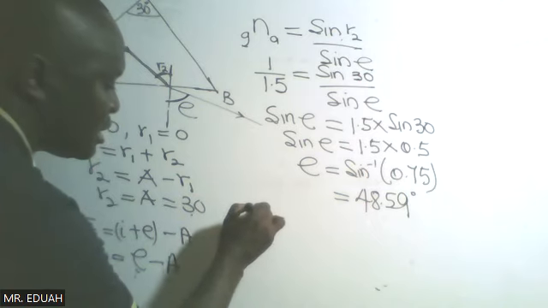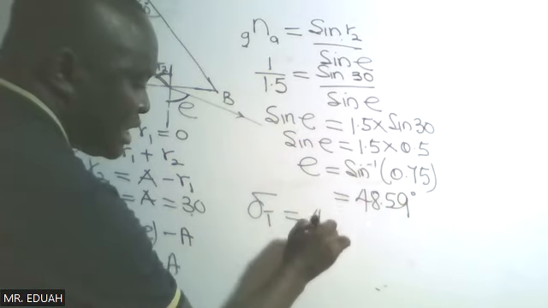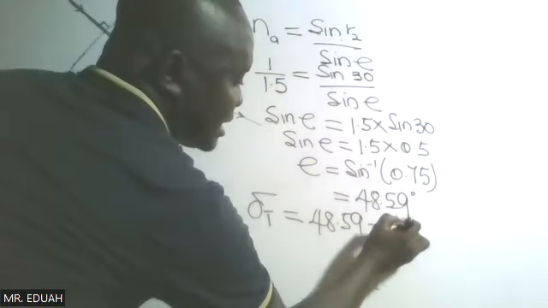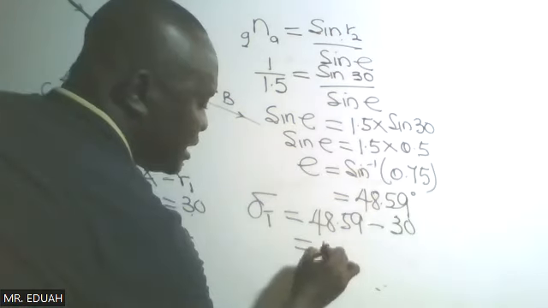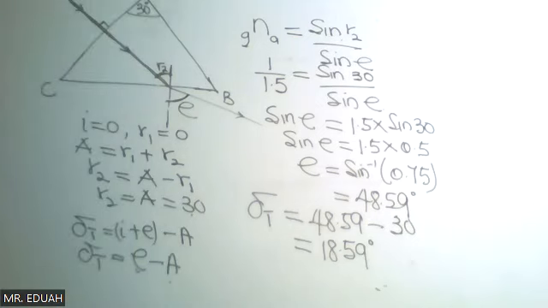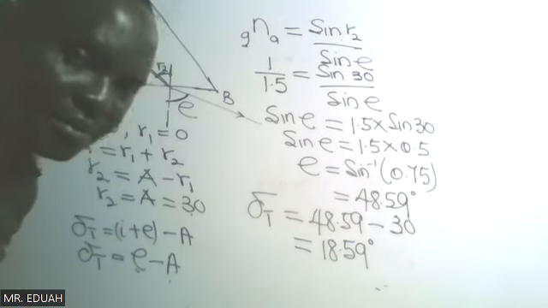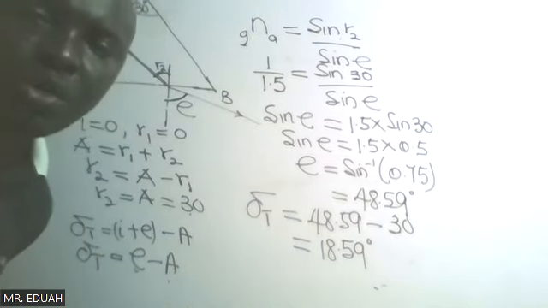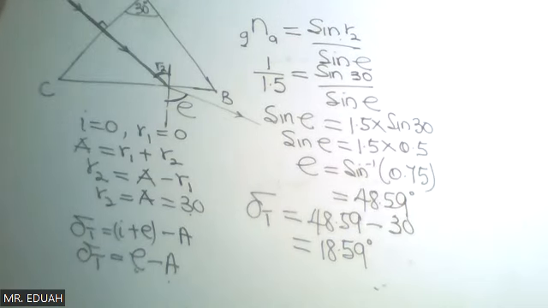Therefore, the deviation is equal to E, which is 48.59, minus A, which is 30. And so this is equal to 18.59 degrees. That is the answer. I hope we are all okay with the solution. Are we okay?